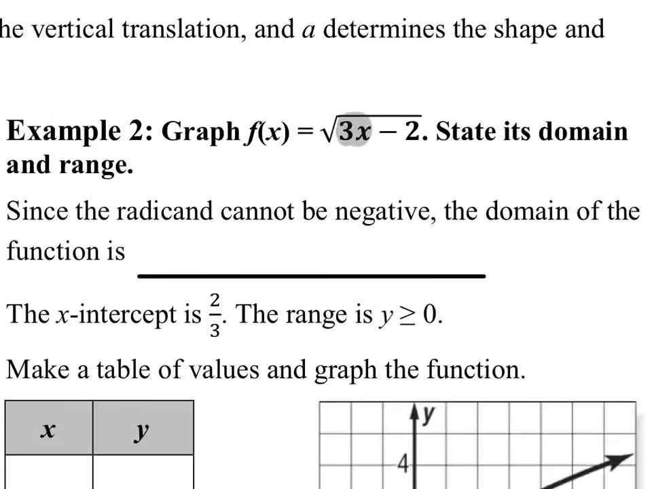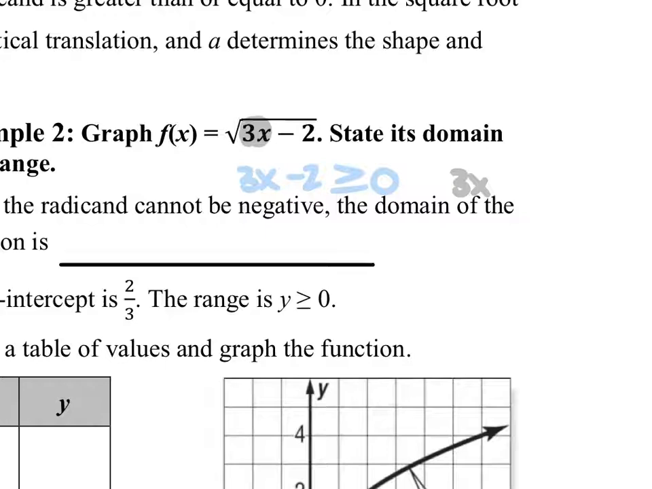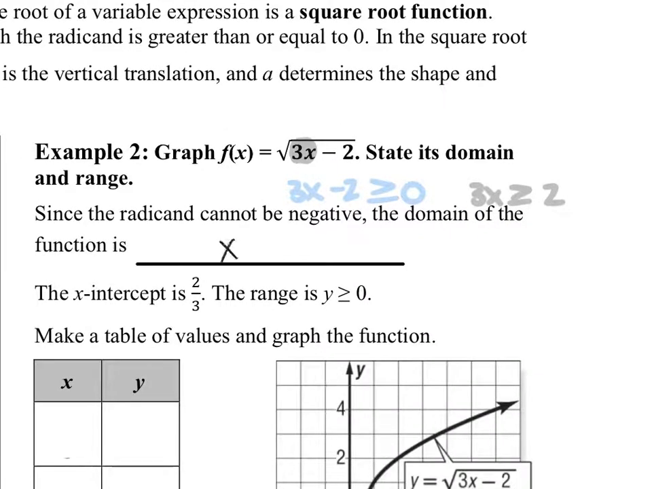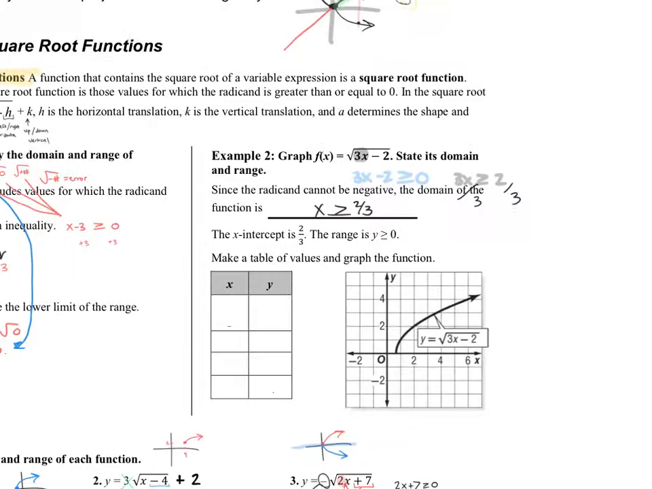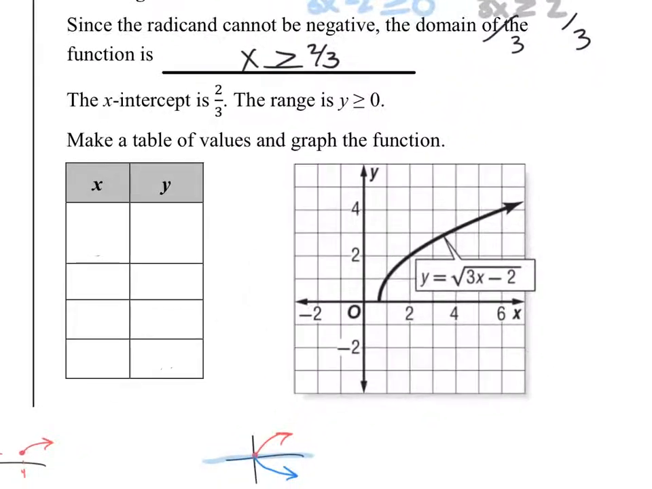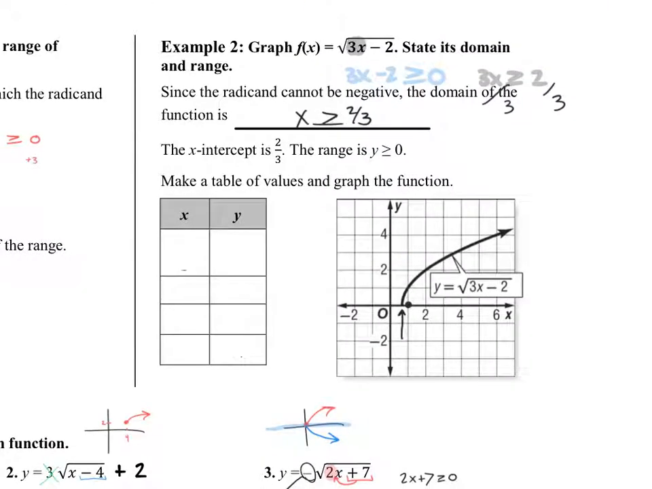We can find our domain, though. Domain would come from taking what's inside the square root and setting it equal to 0, adding 2 onto both sides, and dividing by 3. So our domain is going to be that x is greater than or equal to 2/3. All right, and you can see that right here. This graph starts at 2/3, which is almost to 1. And the range is greater than or equal to 0 because I had no k values.